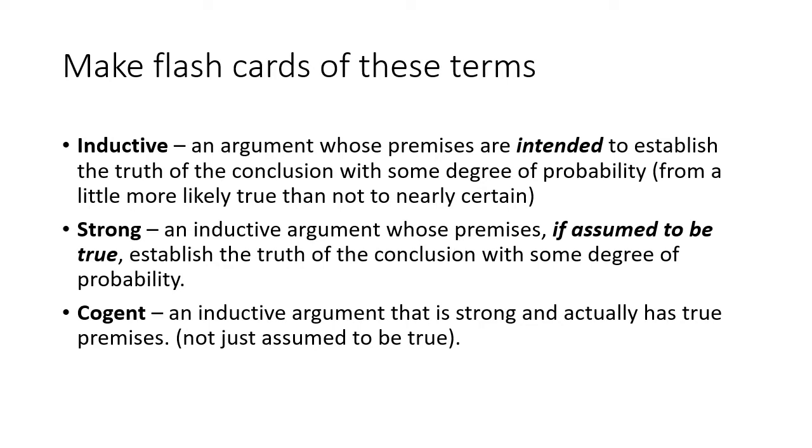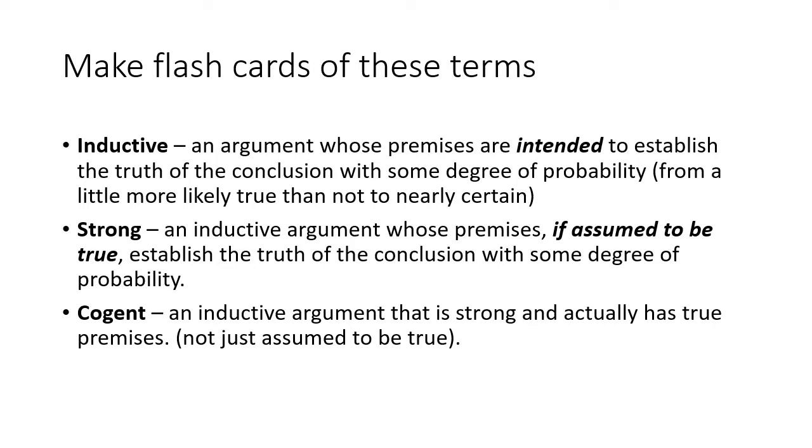Remember, an inductive argument is an argument whose premises are intended to establish the truth of the conclusion with some degree of probability. This is from a little more likely true than not to nearly certain. A strong argument is an inductive argument whose premises, if assumed to be true, establish the truth of the conclusion with some degree of probability. So, now, if we determine that the argument is strong and actually has true premises, not just assumed to be true, then the argument is cogent.